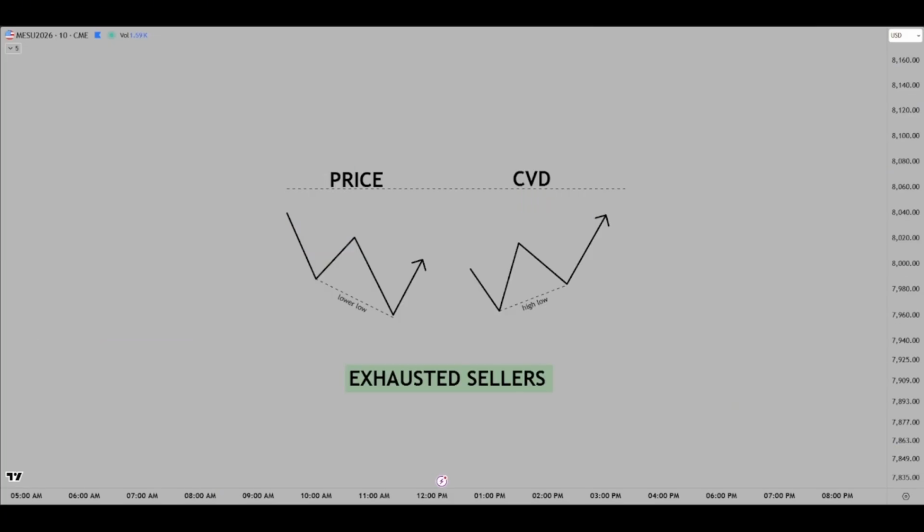We're going to start with our first bullish divergence, and that's going to be when we have an exhausted seller divergence. And it's very simple, guys. I'm going to keep price action on the left side and CVD on the right side the whole entire video. Simply just take down all these notes in your journal and you will learn this within the next couple days.